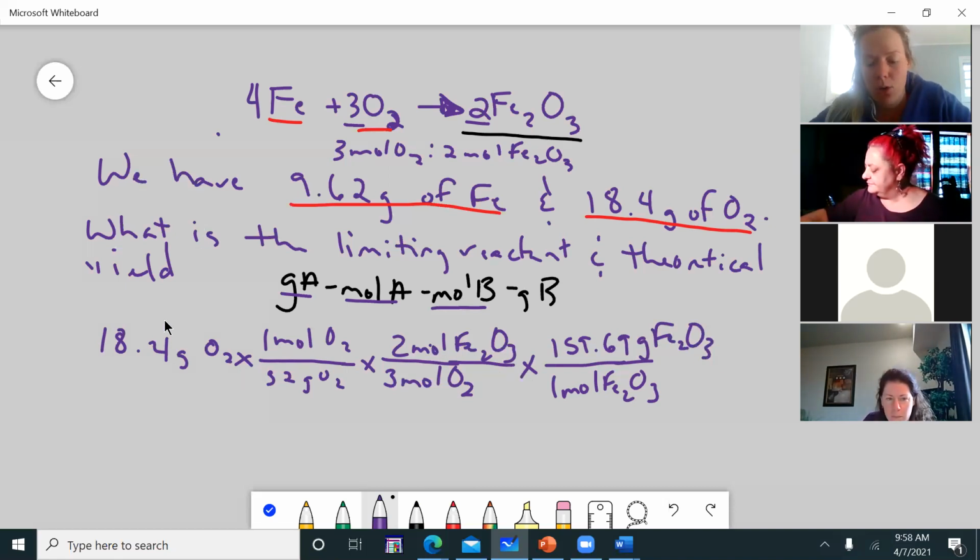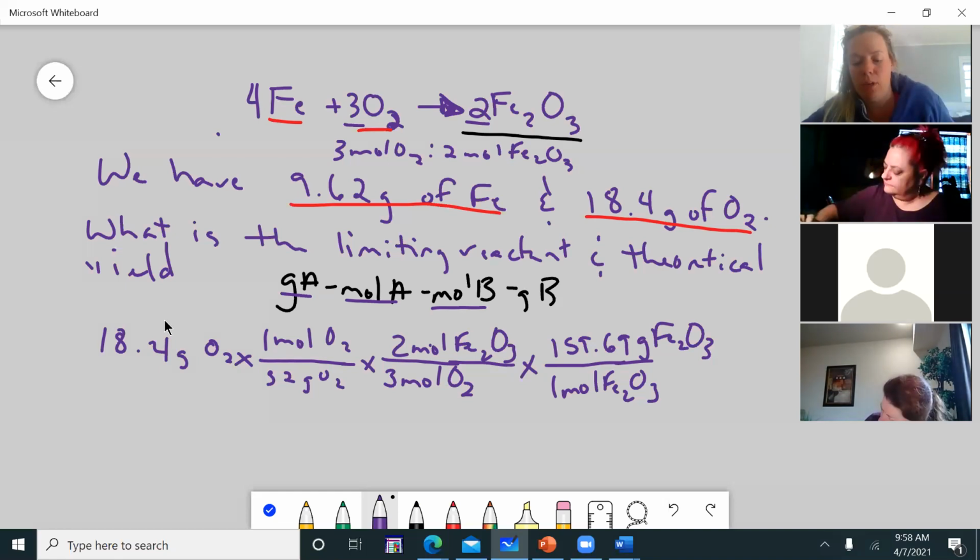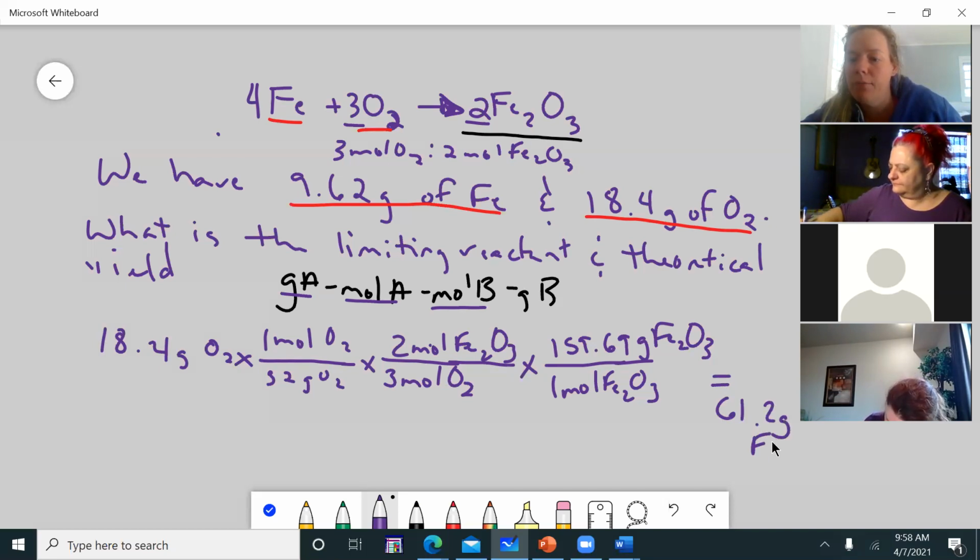So if we go through the process of calculating this out, 18.4 times 2 times 159.69, everything on top gets multiplied. Then we divide by 32, and then we're also going to divide by that 3. So I end up with, if we have 18.4 grams of O2, we should be able to yield 61.2 grams of the Fe2O3.